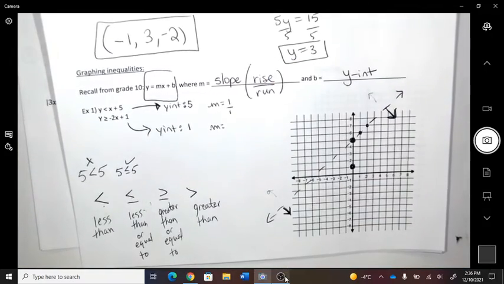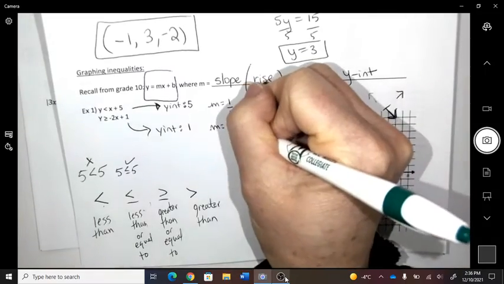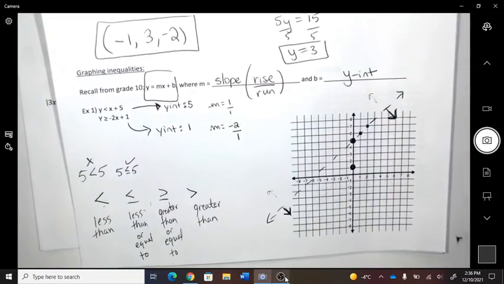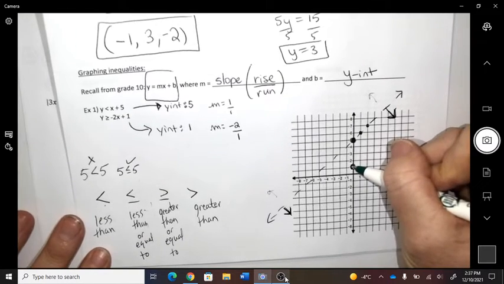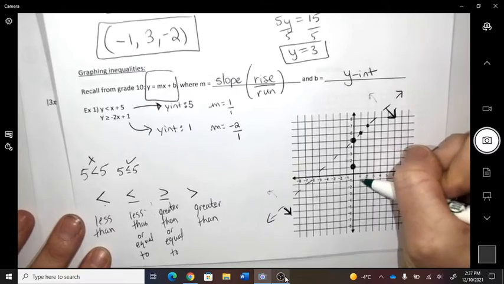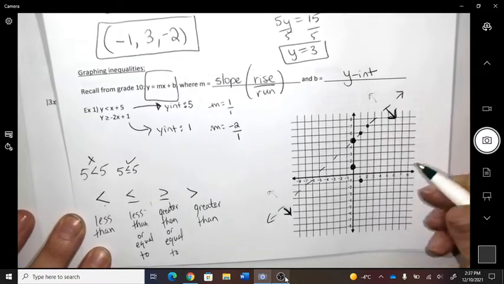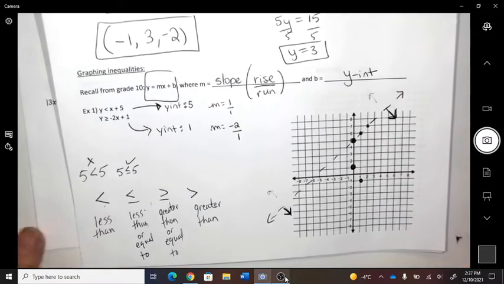And my slope is -2, but I need a fraction, so then I'm going to go -2 over 1. So I'm going to go down to the right 1. And it's going to be a line, but I'm not going to draw it quite yet. I'm going to think about this before I do.